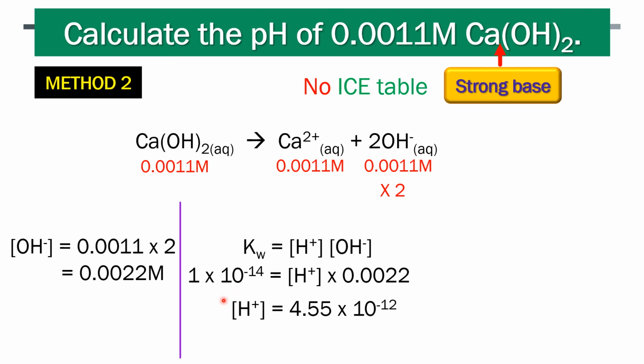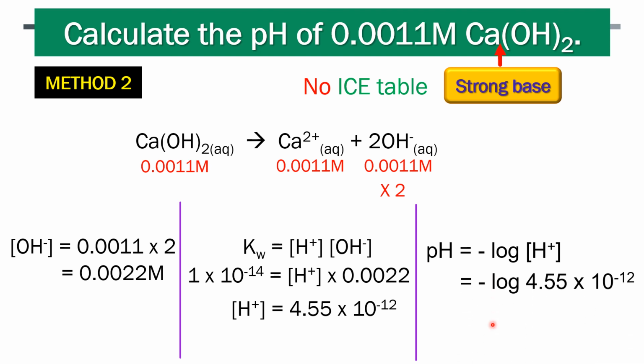So, bila kita dapat concentration H plus, teruslah kita masukkan dalam formula pH is equal to negative log concentration H plus. So, kita dapati pH-nya adalah 11.34.